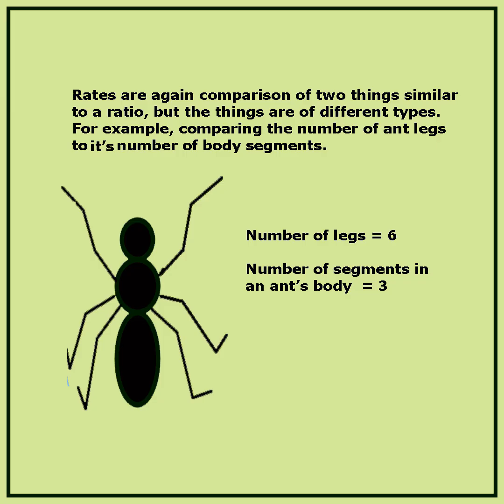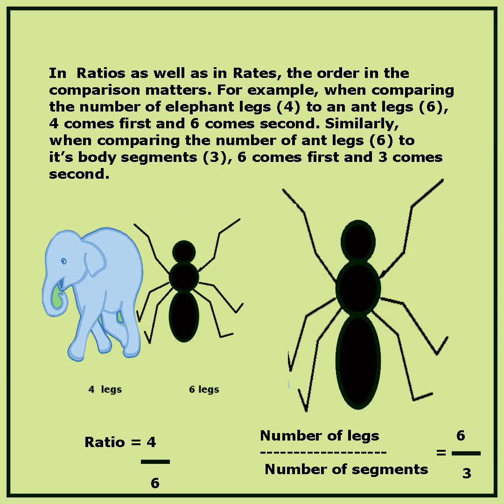Rates are also a comparison of two things, similar to a ratio, but the things are of different types. For example, comparing the number of ant legs to its number of body segments. In ratios as well as in rates, the order in the comparison matters.